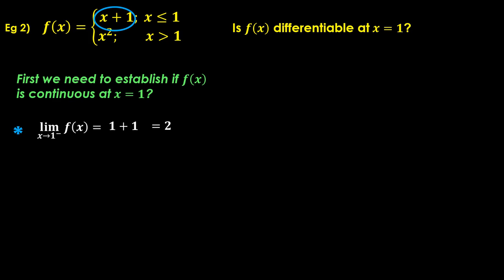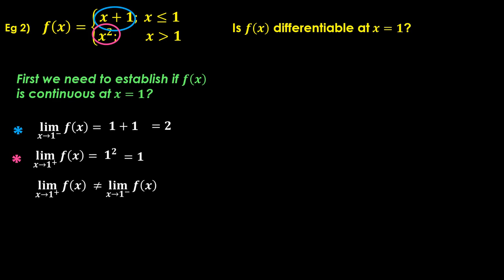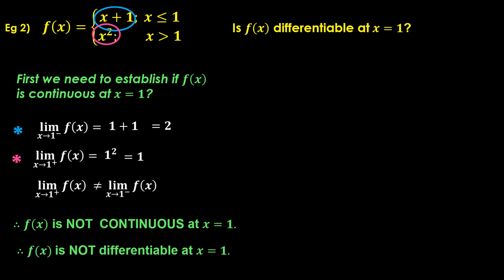Then the limit as x approaches 1 from the right-hand side, we're going to use the second equation. And 1 squared is 1. So because the limit from the left-hand side does not equal the limit from the right-hand side, that limit does not exist. And if the limit does not exist, then the function is not continuous at x is equal to 1. So because the function is not continuous, there's absolutely no way it can be differentiable at the point.